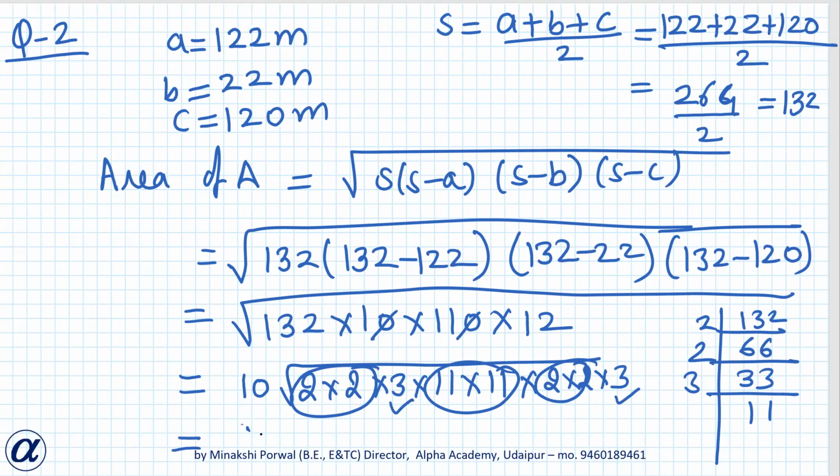So it is 10 into 3 into 11 into 2 into 2, answer is 1320. So 22 into 6, 1320 meter square.